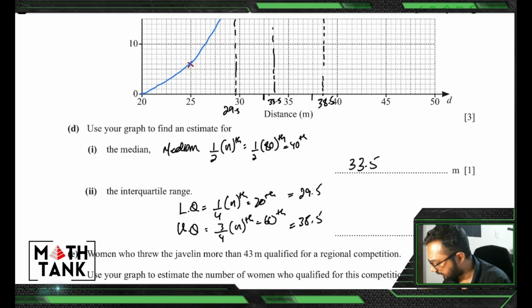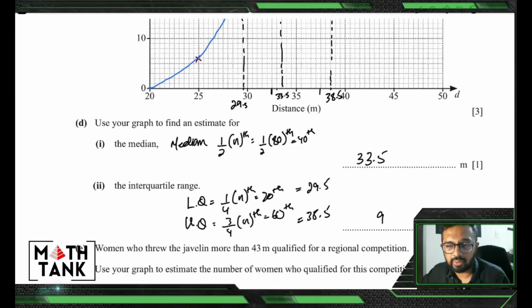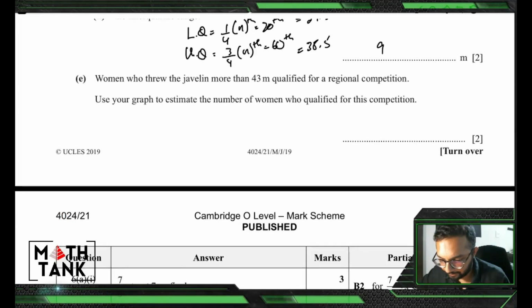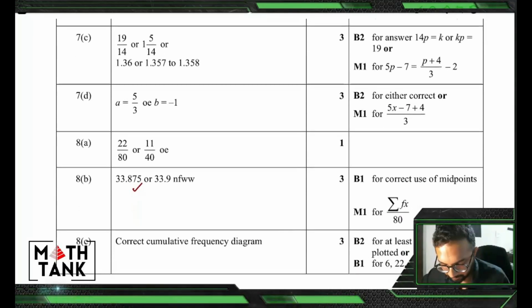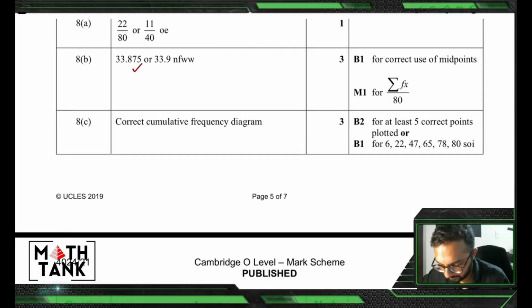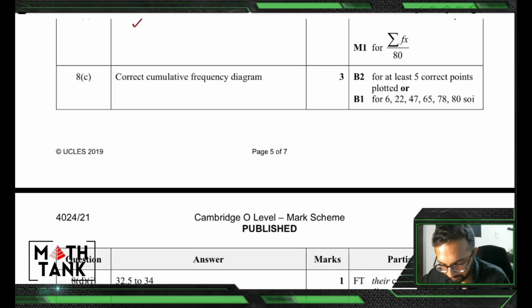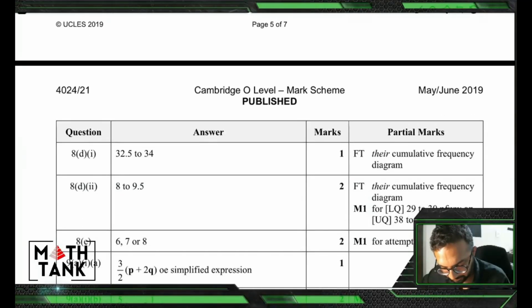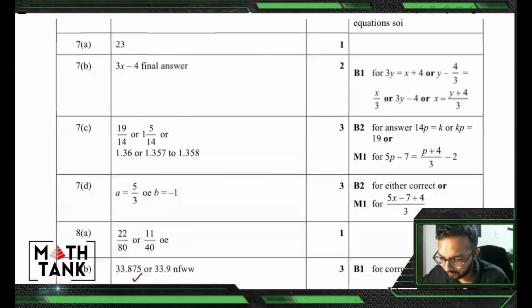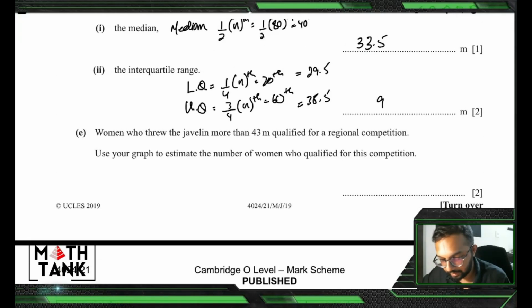Okay, my answers may be a little off because I've drawn it on the grid and it's not a very smooth curve. Okay, but let's just check first and then we're going to go on to the last part. That's the correct cumulative frequency graph. It says 32.5 to 34, so my answer is within that range, so my median was correct, and 8 to 9.5, so my interquartile range is also correct.